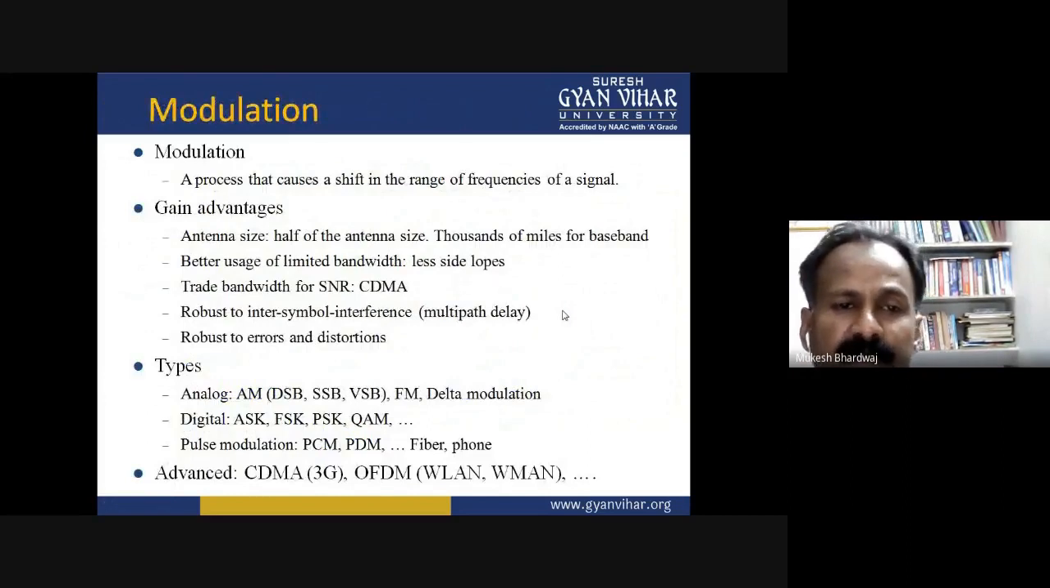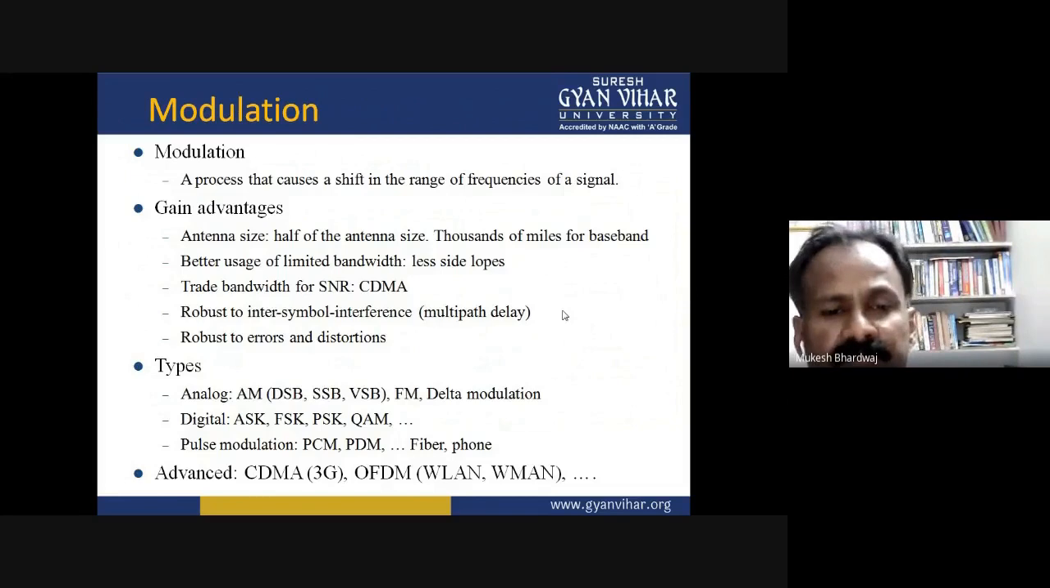What are the advantages? Antenna size is half, compared to thousands of miles for baseband. Better use of limited bandwidth, fewer side lobes, greater bandwidth for SNR, CDMA, robust to inter-symbol interference, that is multipath delay, robust to errors and distortions.